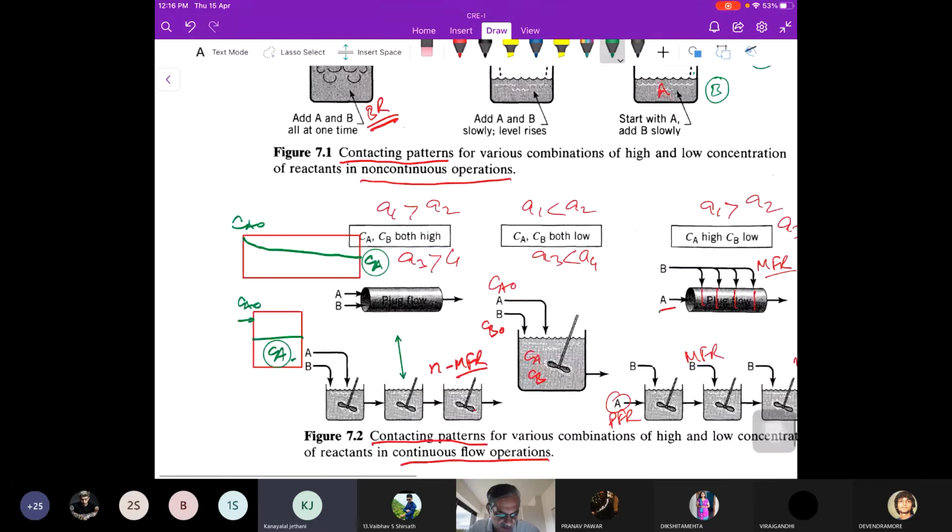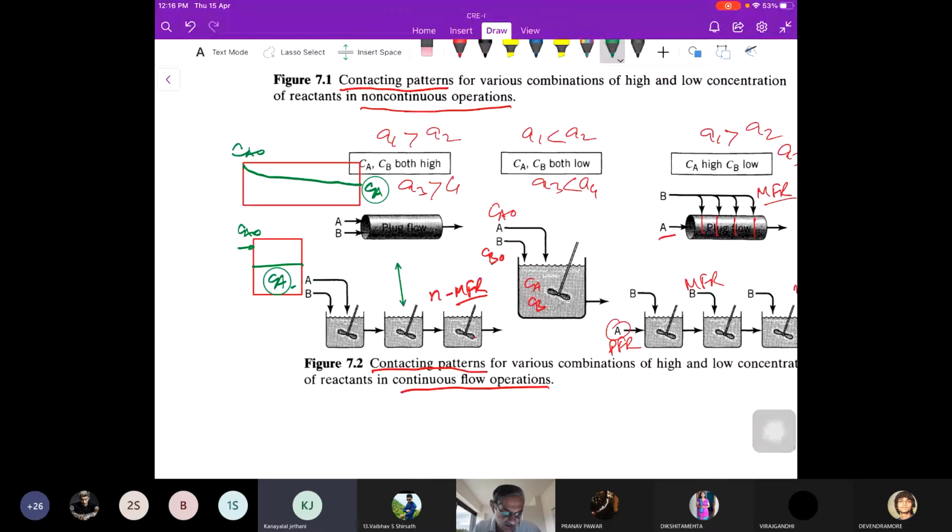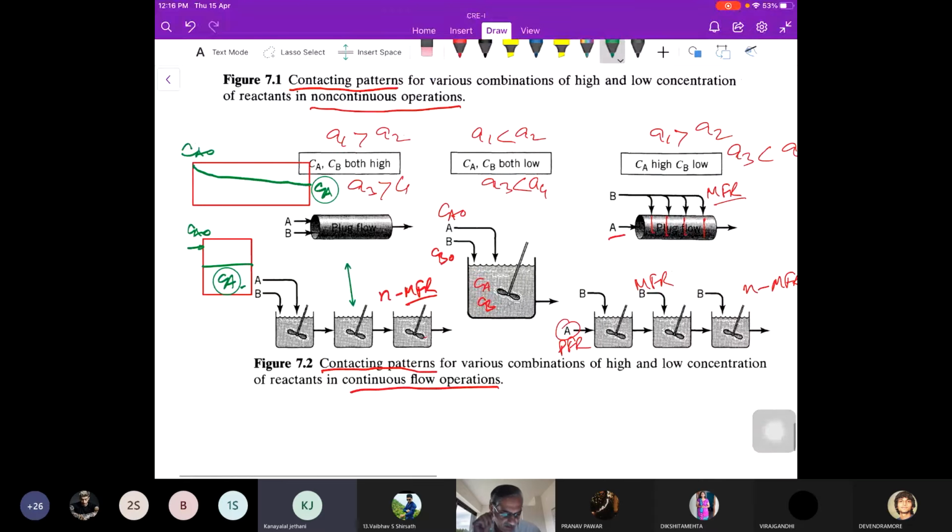Now, if you have continuous reactors, then the same thing can be achieved as follows. If both A and B are required high, that means A1 is greater than A2 and A3 is greater than A4, then we can use plug flow. Both A and B are in plug flow. यहाँ पर दोनों ऐड कर रहे हैं, right? And that means throughout the reactor, A and B will be high.